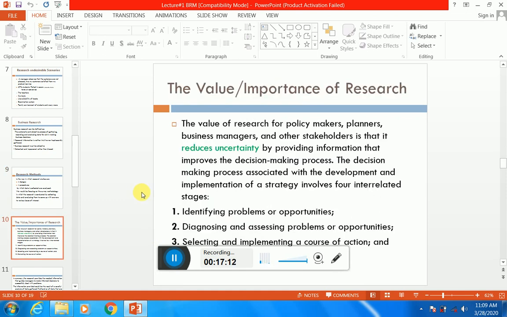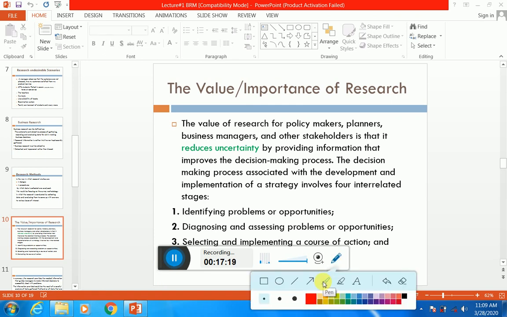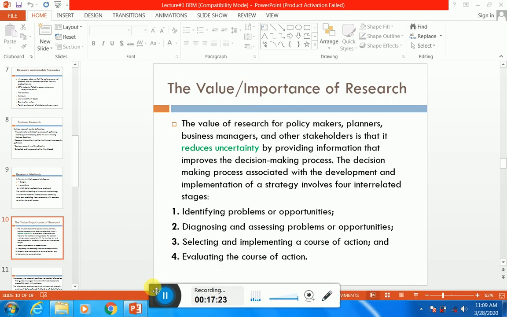Now we move to the next slide, that is the value of research. Sometimes the value of research, and sometimes the importance of research. The theme of the slide is: what is the importance of research, or simply stated, why is research important? Let me explain why research is important. Research is important to everyone: for students, for professionals, for managers and so on. But we are mostly concerned with managers and students.